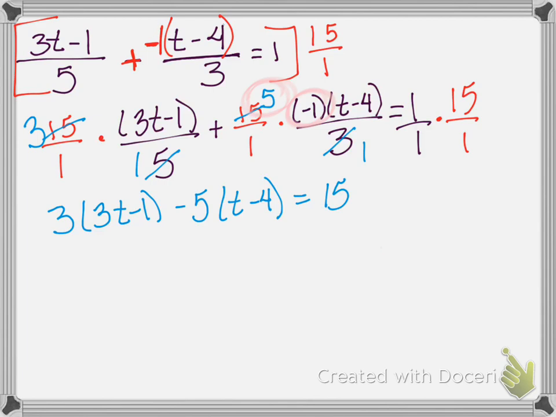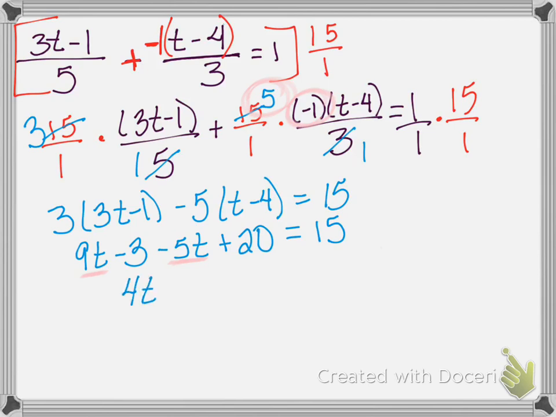Don't drop it. 3 times 3t is 9t. 3 times negative 1 is negative 3. Then you've got minus 5t. Negative 5 times negative 4, positive 20. Okay? 9t and negative 5t is going to give me positive 4t. That kind of sounds like 4D. Yep. Okay, then I've got negative 3 and positive 20.